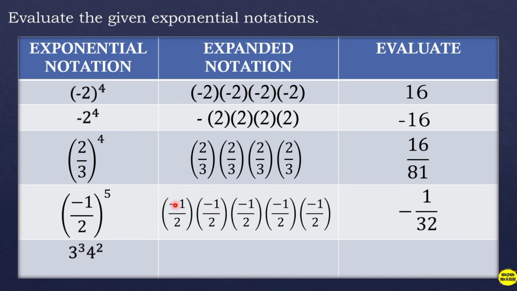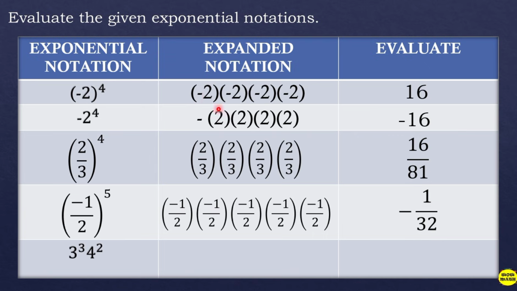Kasi po, negative times negative, positive. Positive times negative, negative. Negative times negative, positive. Positive times negative, negative. Okay? Or simply, bilangin nyo yung odd number. So, bilangin nyo yung negative sign pala. 1, 2, 3, 4, 5. Kapag odd number ang bilang, negative ang sagot.